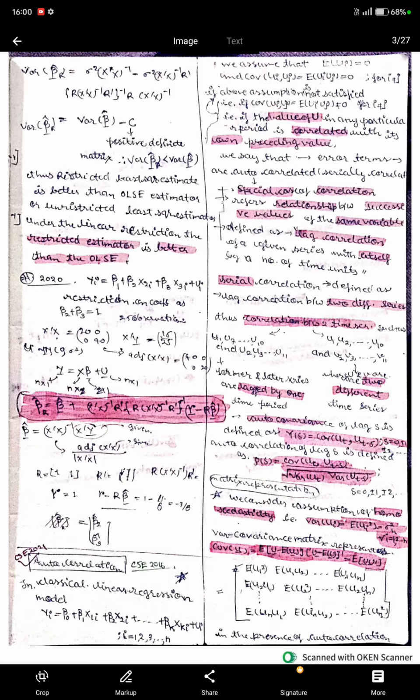A model which has two independent variables, X2 and X3, and one dependent variable which is Y, and three parameters, beta 1, beta 2 and beta 3, and ui is the disturbance term. So restriction on the coefficient as beta 2 plus beta 3 equals to 1, which is R into beta, where beta is column vector, equals to small r.